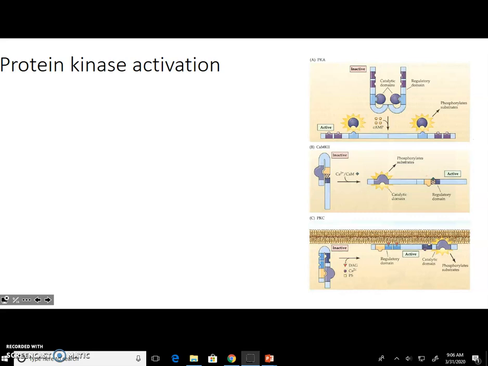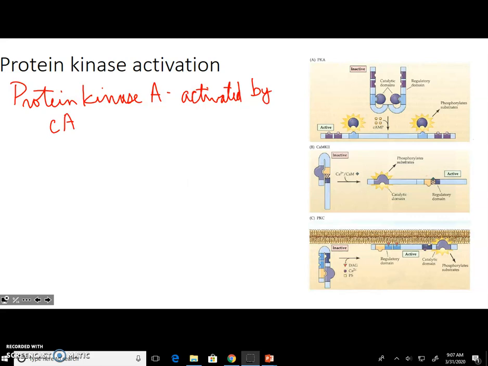The first kinase that we'll mention is protein kinase A. I never want to lose sight of what activates it. We're going to talk about its structure and how it works. But protein kinase A is typically activated by cyclic AMP. So, activated. Right, so we have a second messenger that's regulating a kinase. That's kind of the theme of what we're going to talk about.